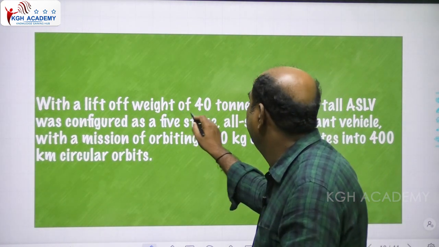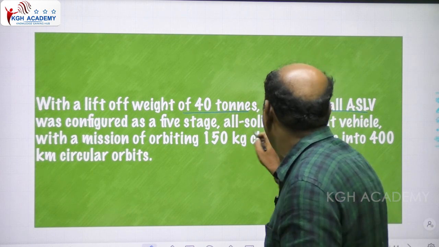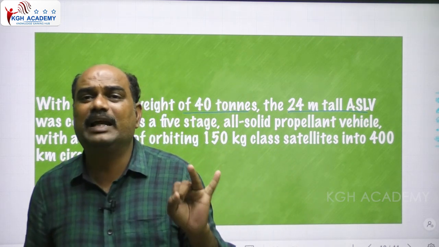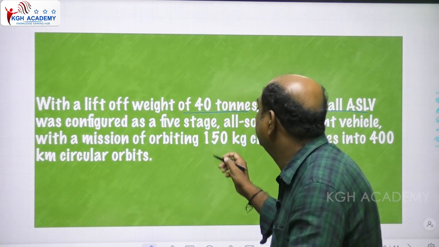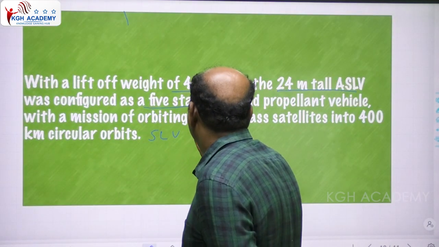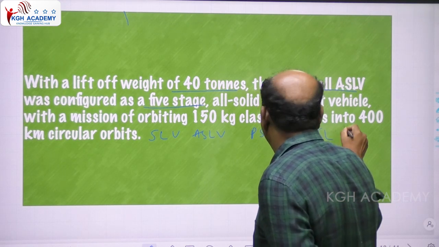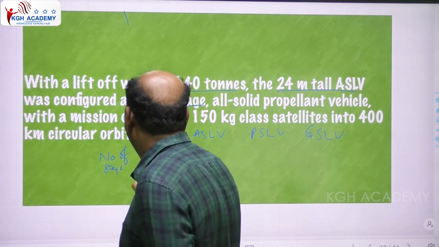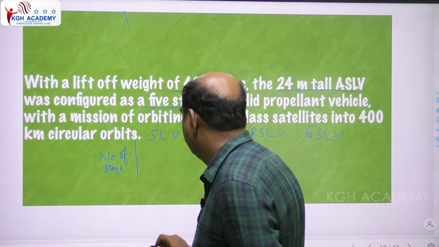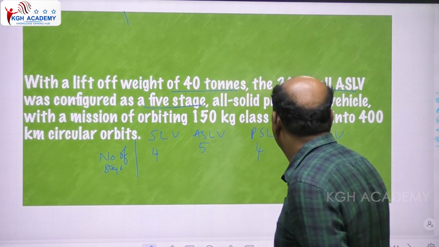With a lift-off mass of 40 tons, the 24 meters tall ASLV was configured as a 5-stage, all solid vehicle. SLV is a 4-stage launching vehicle, whereas in the case of ASLV, how many stages are there for SLV, ASLV, PSLV and GSLV? What is the number of stages of SLV? 4 stages. SLV 4, ASLV 5, PSLV 4, GSLV 3.